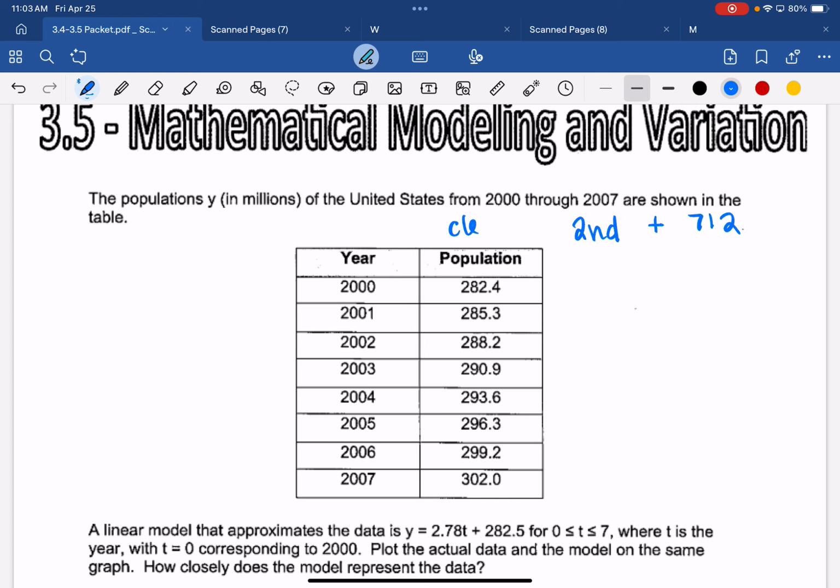Yep, so you stat. Just type it in for a second first. Don't actually find your equation. Okay, I'm going to do it too.